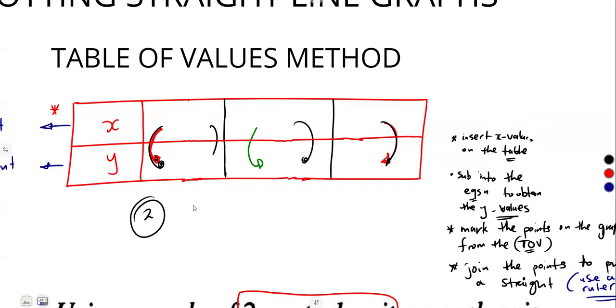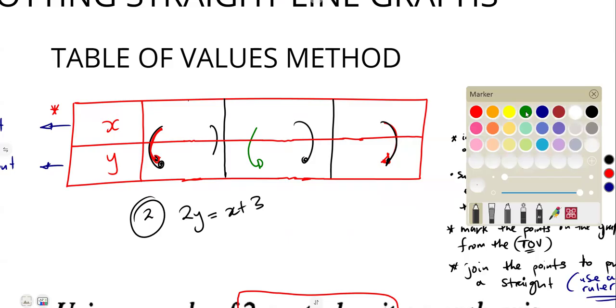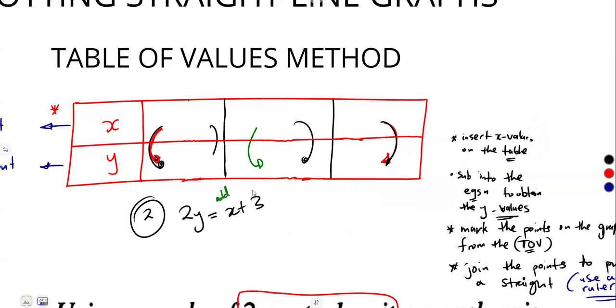So the second one, it was given 2y is equal to x plus 3. Since here we have an even number on the y variable, we're going to divide by 2. Whatever you have, you're going to divide by 2 for the x value that you insert. Since this one is odd and odd, that is gonna give us an even number. So let's use odd numbers since this one is even.